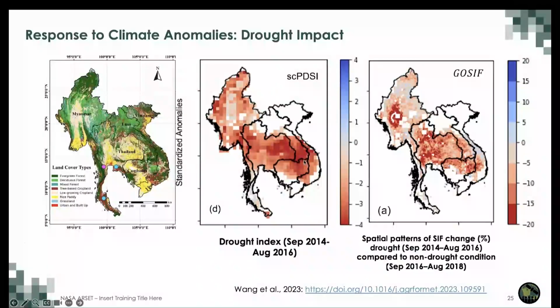Corresponding to this severe drought, especially over the central part of this map, the GOSIF shows a large reduction in the productivity, especially over this cropland area. So this example indicates that GOSIF products, or the SIF-derived level 3 products, could help us understand the drought impact on the productivity.